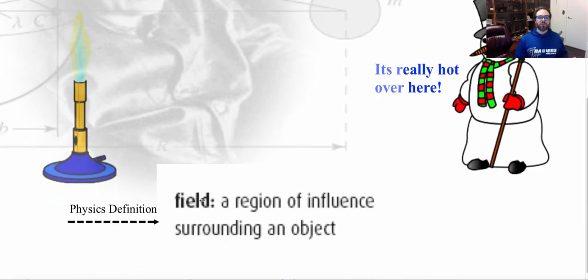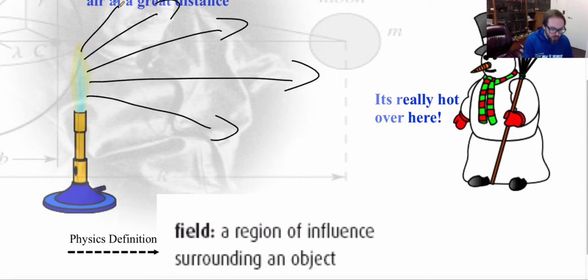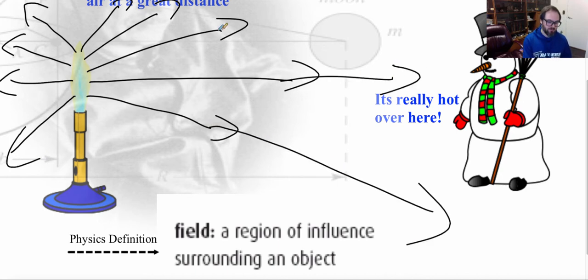So what is a field? A field is a region of influence around an object. So let's review how the field of this flame affects the snowman. First of all, we know heat radiates off an object. So if I look at this here, heat's radiating, which means it comes from the center, perpendicular to the surface of the object, out. So I want to make radiating rays from my flame.